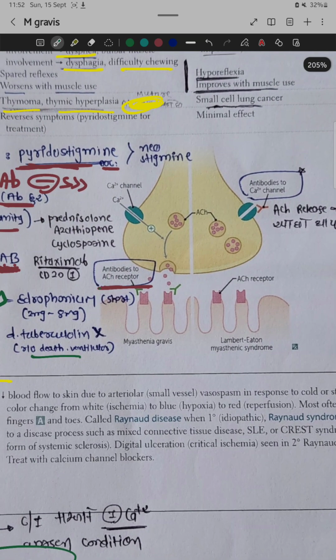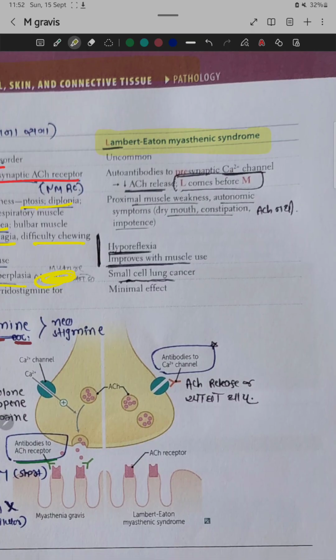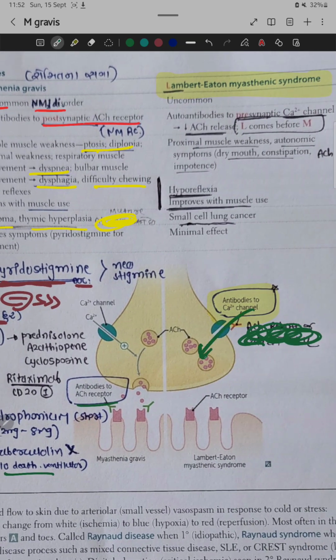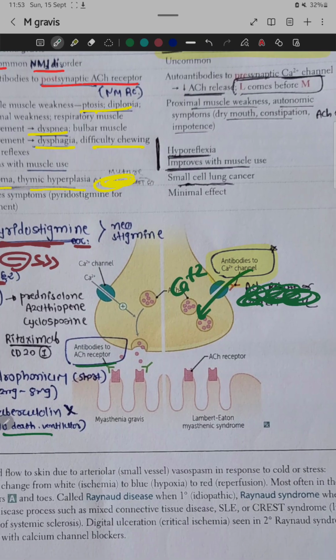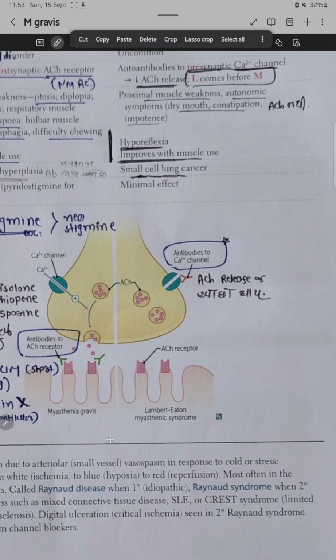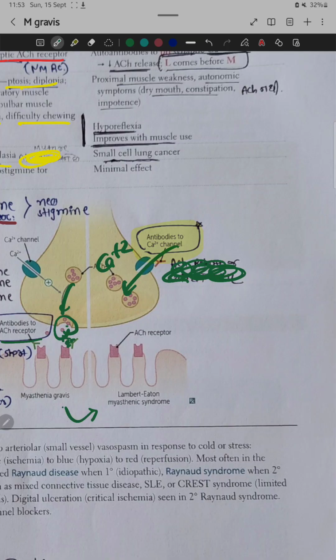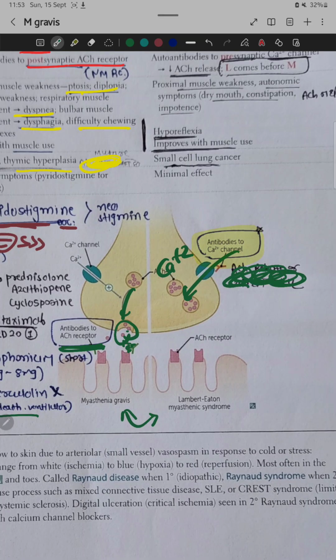So I have shown you the antibody against the acetylcholine receptor. Another condition is called Lambert-Eaton syndrome, in which the person has antibodies against the calcium channel, so calcium influx will not occur, and if influx does not occur, acetylcholine granules will not be released in the synapse. So there will be the same symptoms in Lambert-Eaton syndrome as in myasthenia gravis, but the etiology is different. Etiology in myasthenia gravis is antibody against the acetylcholine receptor.